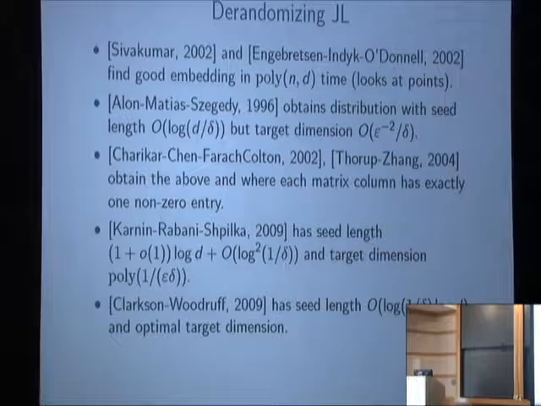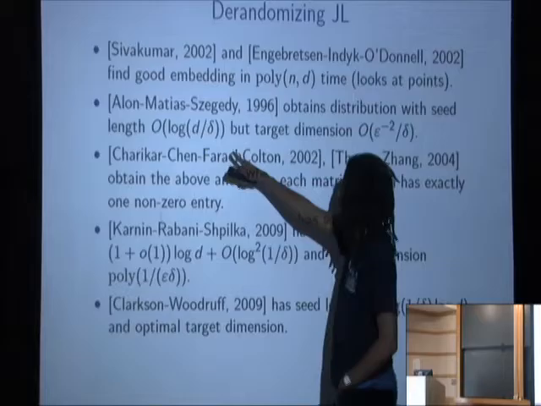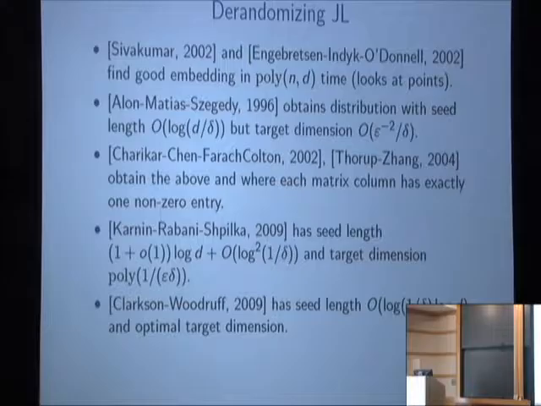So what you'd want is something like log 1 over delta rather than poly 1 over delta for the AMS. Oh, actually, this seed length is great. Log d plus log 1 over delta is good. I mean, that would be a polynomial number of mappings, because in the JL lemma I set delta to be 1 over n squared. So this would be like log d plus log n seed length, but n squared dimension. Right. Oh yeah, the dimension is the bad thing.